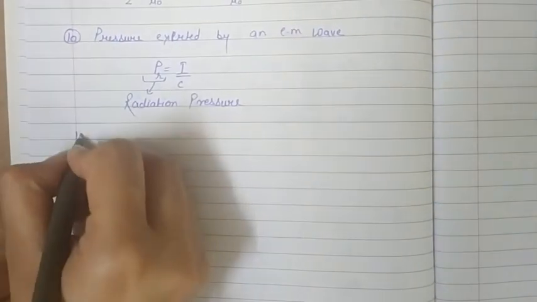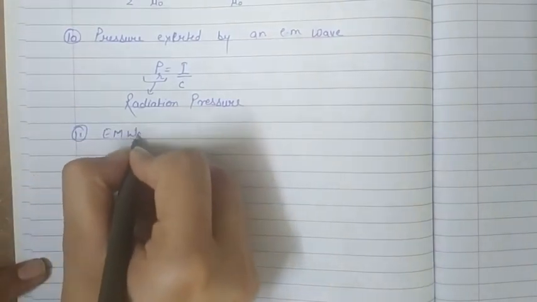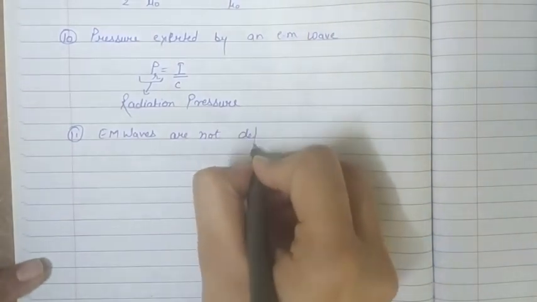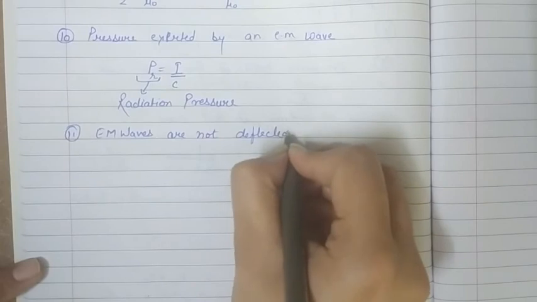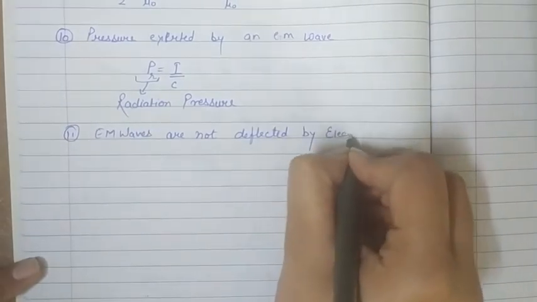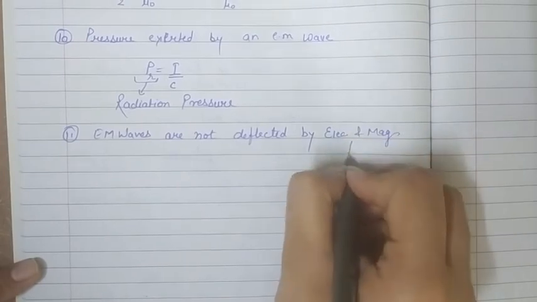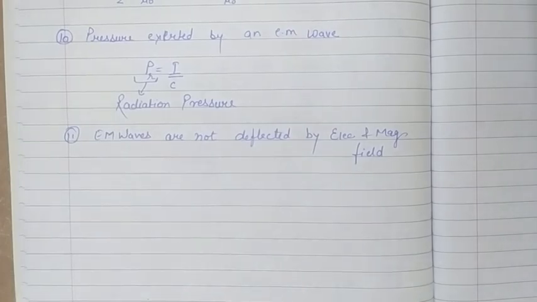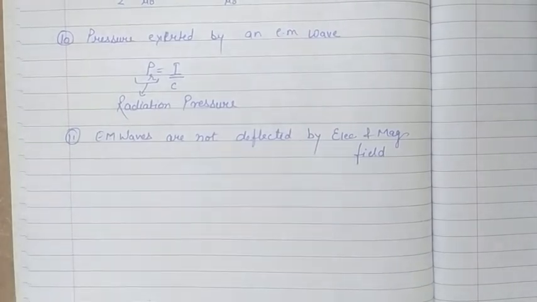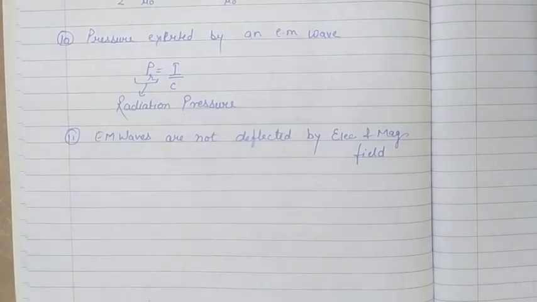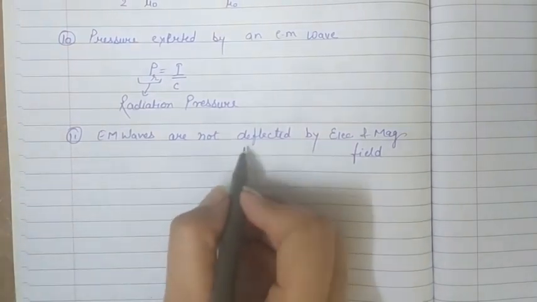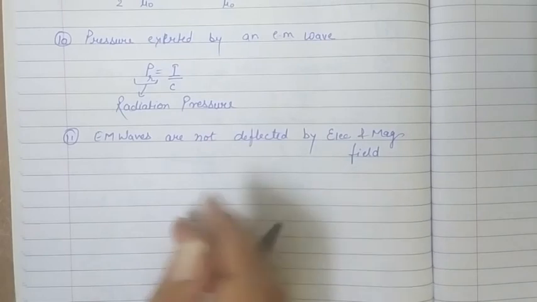The next point that we are going to discuss is that these electromagnetic waves are not deflected, or remain unaffected, by electric and magnetic fields. If these electromagnetic waves are traveling in some region where electric and magnetic fields are present, then they can penetrate that region. They are not deflected by those electric and magnetic fields present in that region. So these electromagnetic waves will not be deflected at all because of those electric and magnetic fields.